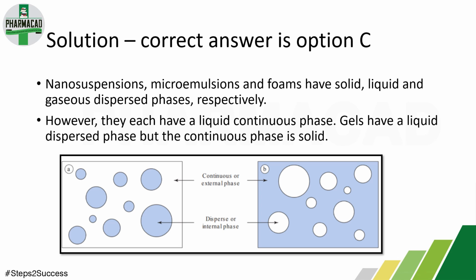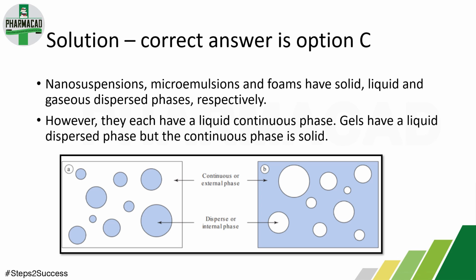Nanosuspension, microemulsion, foams have a solid, liquid, gaseous dispersed phases respectively. However, they each have a liquid continuous phase. So what is continuous phase and what is dispersed phase? Basically, the external phase is known as continuous phase and the dispersed or suspended phase is known as internal phase. Like in this picture, you can notice the continuous phase as well as the dispersed phase.